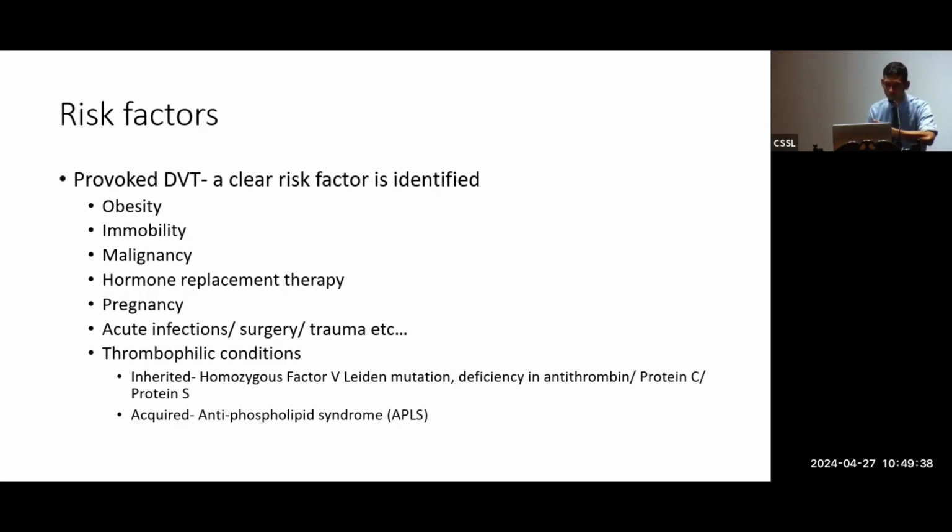Immobility, obesity, malignancy, hormone replacement therapy, OCP, pregnancy, any acute infection, surgery, trauma. And there is a certain set of conditions called thrombophilic conditions, which make the blood more prone to clotting. There are inherited thrombophilic conditions and there are acquired conditions. Examples of inherited thrombophilic conditions are homozygous factor V Leiden mutation, and deficiency in certain anticlotting proteins such as antithrombin, protein C, and protein S. The commonest acquired thrombophilic condition is the antiphospholipid syndrome.